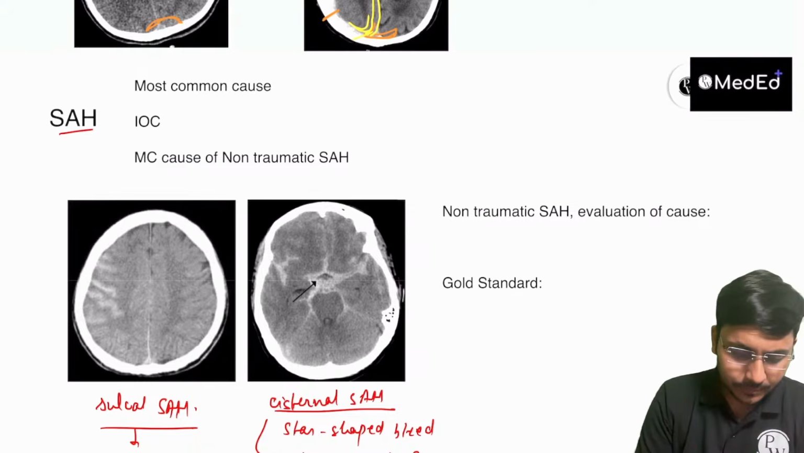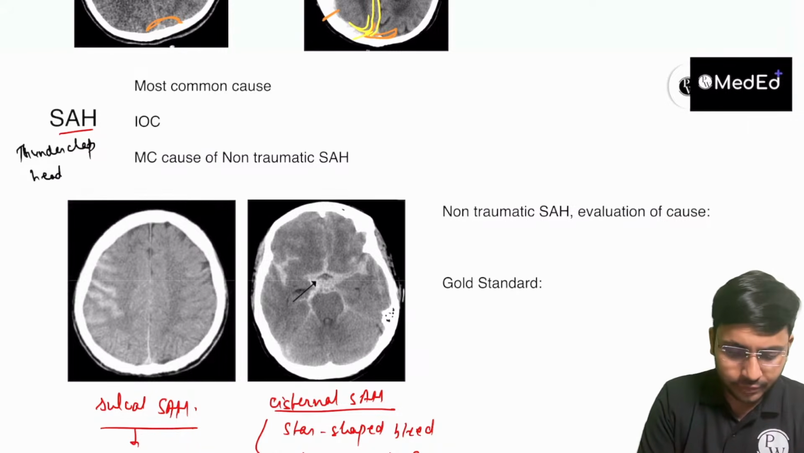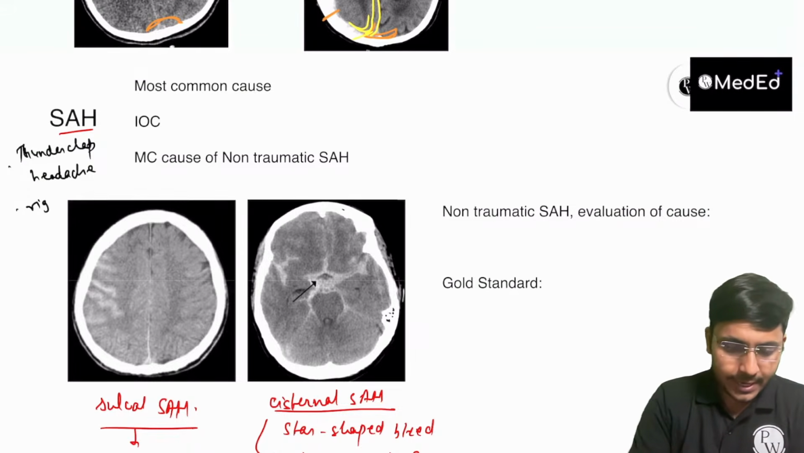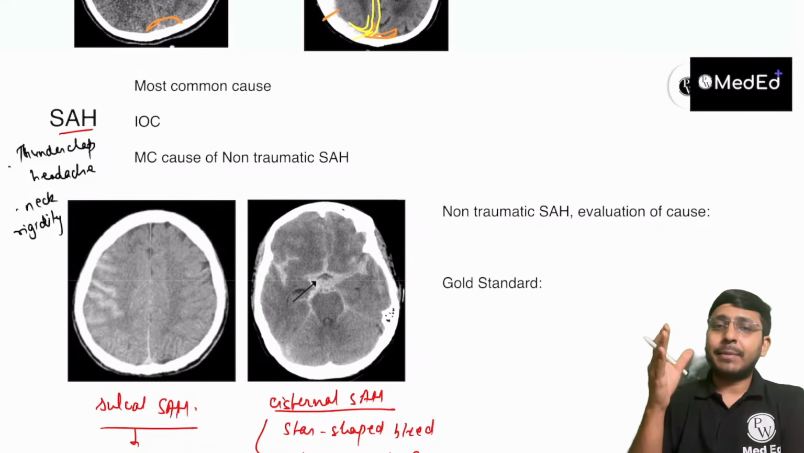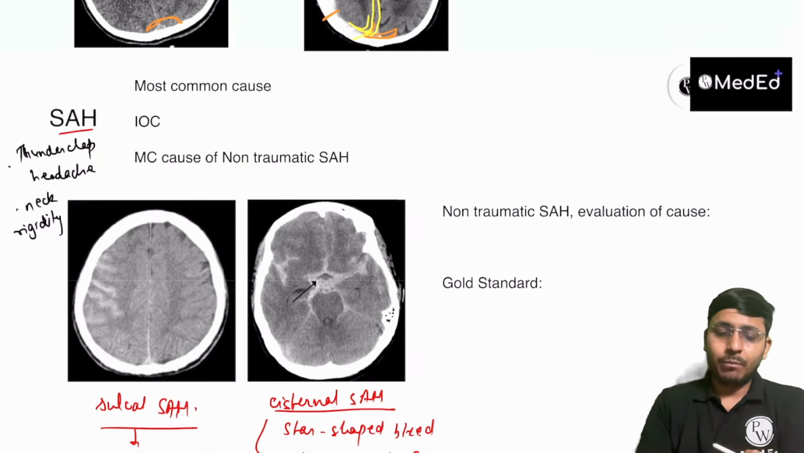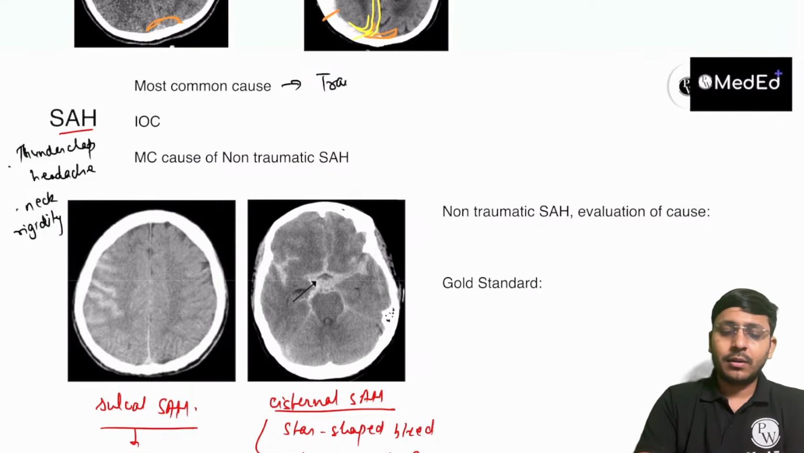Now, SAH typically presents with thunderclap headache or the worst headache of one's life, and there can be associated neck rigidity. So the only type of bleed which happens with neck rigidity is SAH. It mimics meningitis. Why? Because it happens in the subarachnoid space, which irritates the meninges. So it can cause neck rigidity. The most common cause, if you're asked overall, is trauma. Investigation of choice is NCCT.